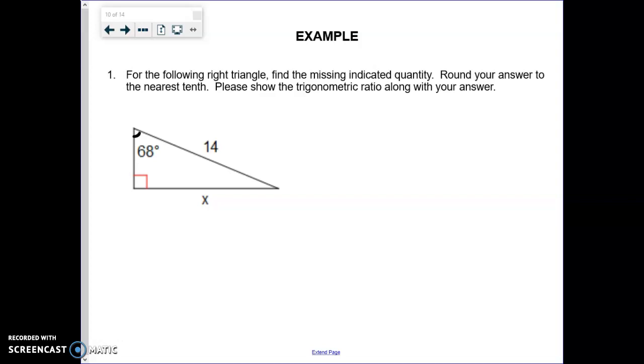Are we given the hypotenuse? Are we given the adjacent side? Are we given the opposite side? If we take a look, that 14 is opposite the right angle, so that is the hypotenuse. On every problem you do, maybe make a quick sketch on your paper, and label each side as opposite, adjacent, or hypotenuse. Now the side we need to find, ladies and gentlemen, does not touch that 68-degree reference angle. It is actually opposite of it.